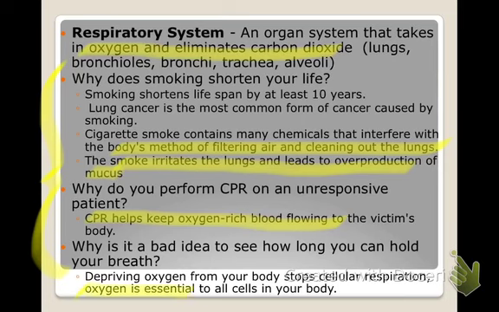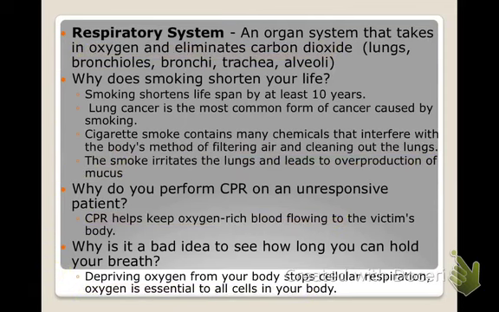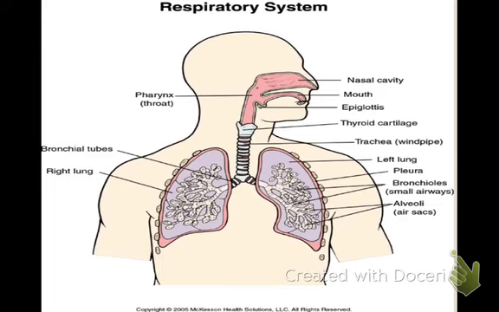And oxygen is essential to all the cells in your body. And if they don't get oxygen for a certain amount of time, your cells can start to die. Okay, so it's important that you don't do that. All right, so let's look at the respiratory system. Here it is. So I will show you the path of how air flows.